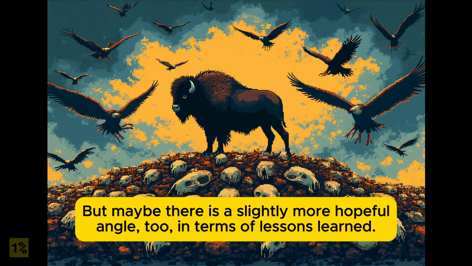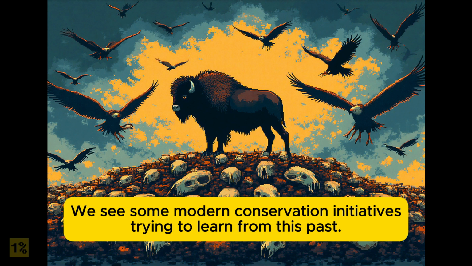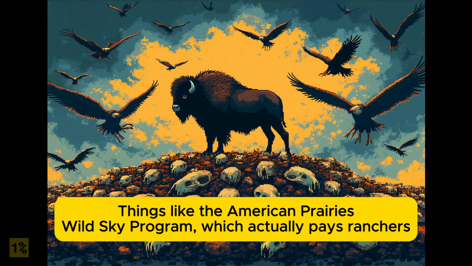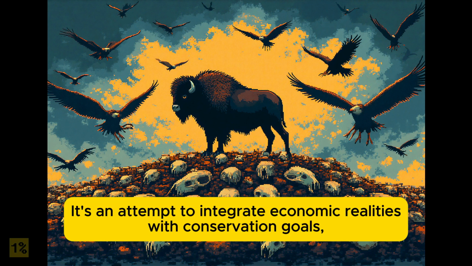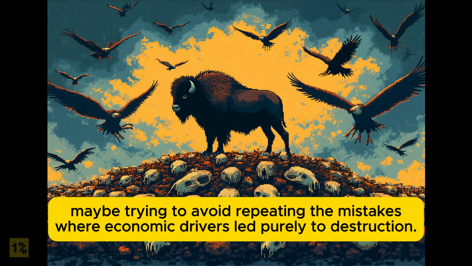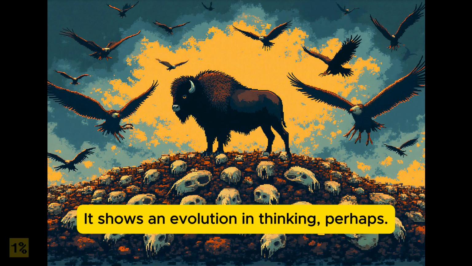But maybe there is a slightly more hopeful angle, too, in terms of lessons learned. We see some modern conservation initiatives trying to learn from this past. Things like the American Prairie's Wild Sky program, which actually pays ranchers financial incentives to make their land more wildlife-friendly, including for bison. It's an attempt to integrate economic realities with conservation goals, maybe trying to avoid repeating the mistakes where economic drivers led purely to destruction. It shows an evolution in thinking, perhaps.